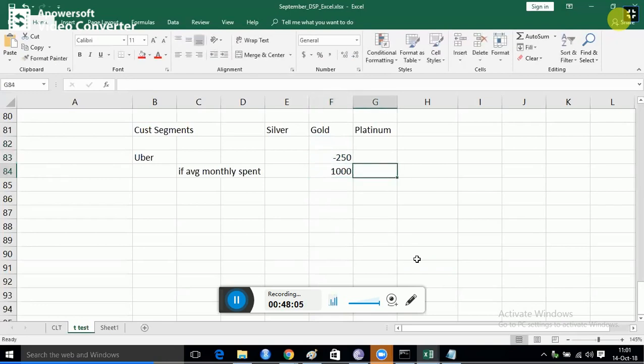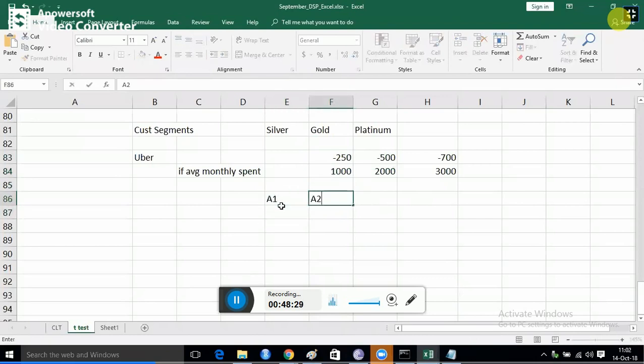If someone spends 2,000, they get a discount of 500. If someone spends 3,000, they get a discount of 700. This is what Uber has decided as part of its customer loyalty. Clear? Now, let's see. I'll take group A1 and group A2. So these are the 3 groups that it has decided, A, B, and C.